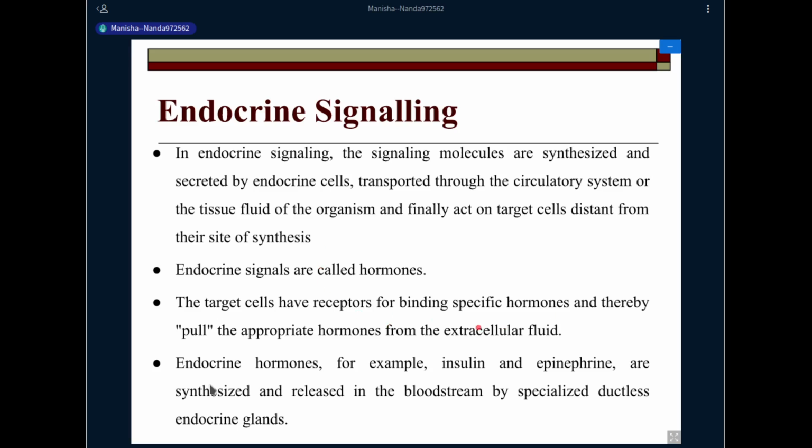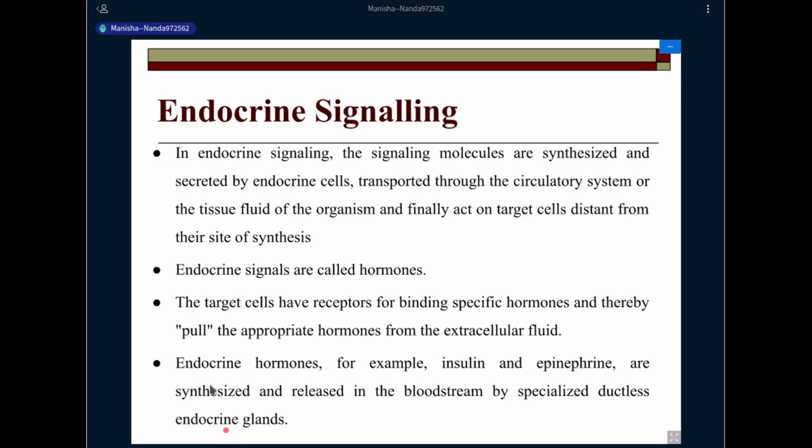The target cells have receptors for binding specific hormones and thereby pull the appropriate hormones from the extracellular fluid. Endocrine hormones, for example, insulin and epinephrine, are synthesized and released in the bloodstream by specialized ductless endocrine glands.